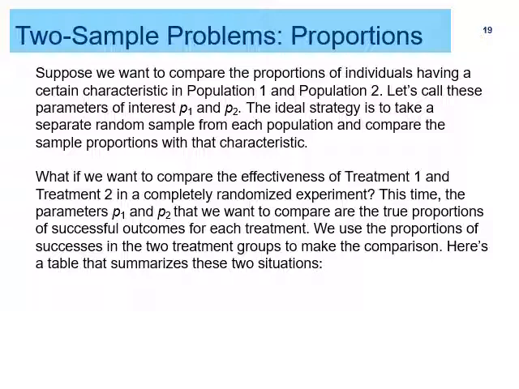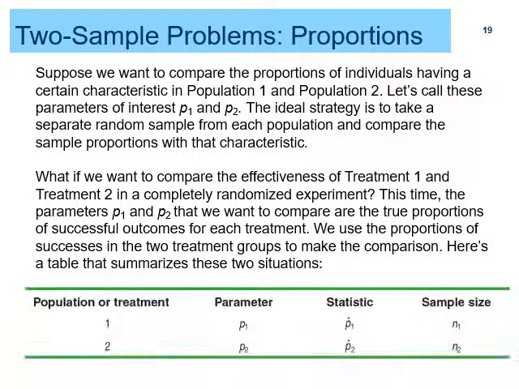The ideal strategy is to take a separate random sample from each population and compare the sample proportions with that characteristic. What if we want to compare the effectiveness of treatment 1 and treatment 2 in a completely randomized experiment? And this time the parameters P1, P2 that we want to compare are the true proportions of successful outcome for each treatment. We use the proportion of success in the two treatment groups to make the comparison, and here is a table that summarizes two situations.